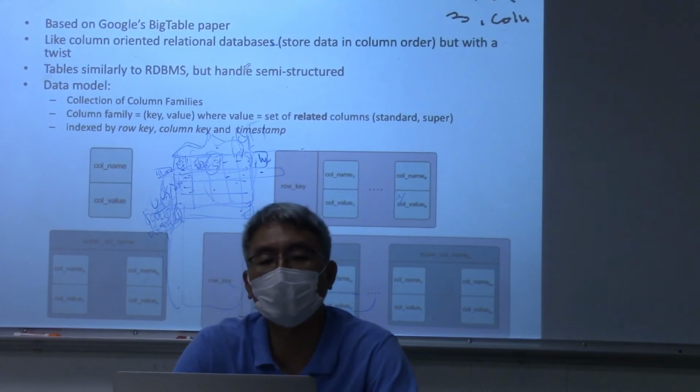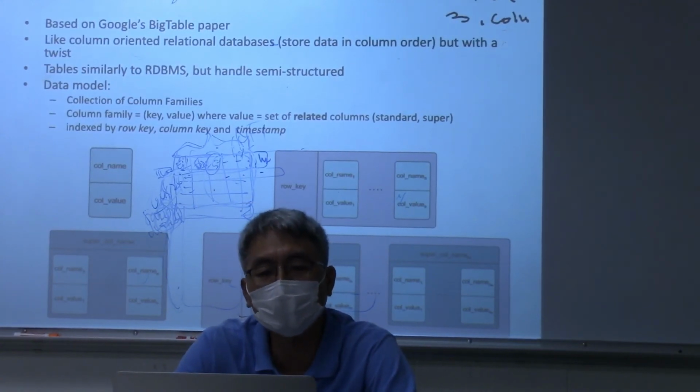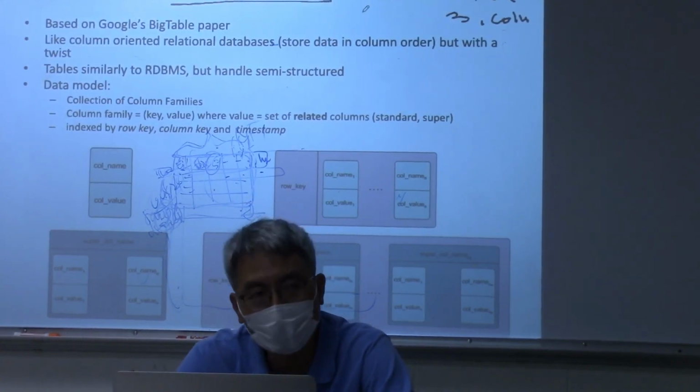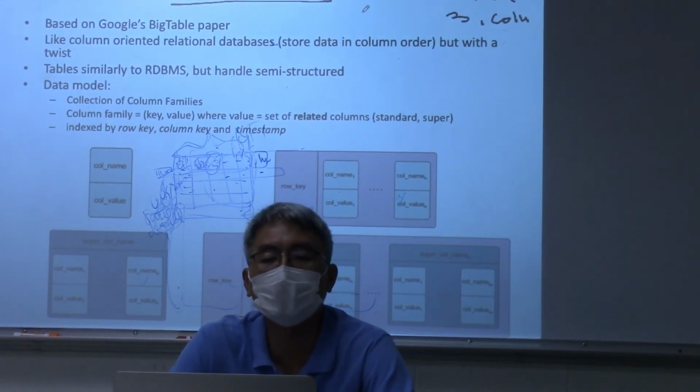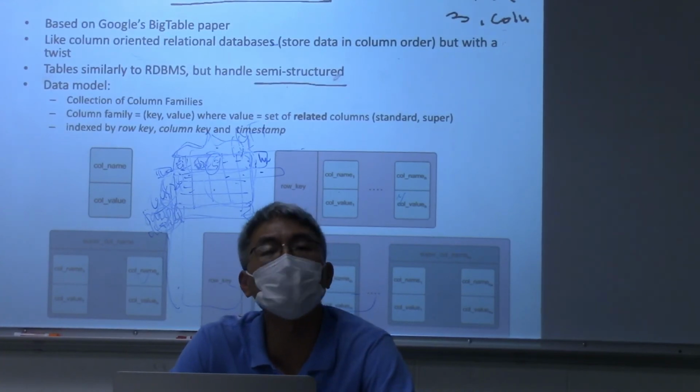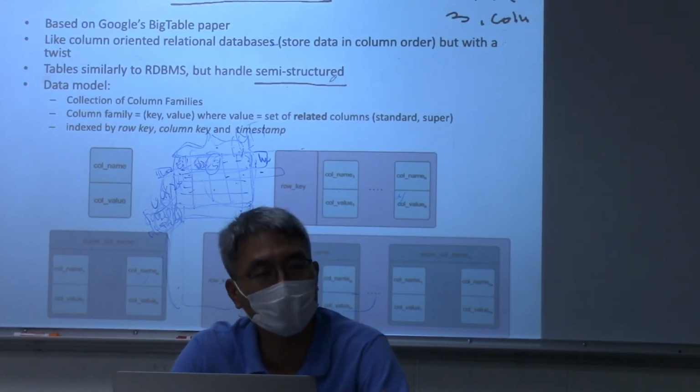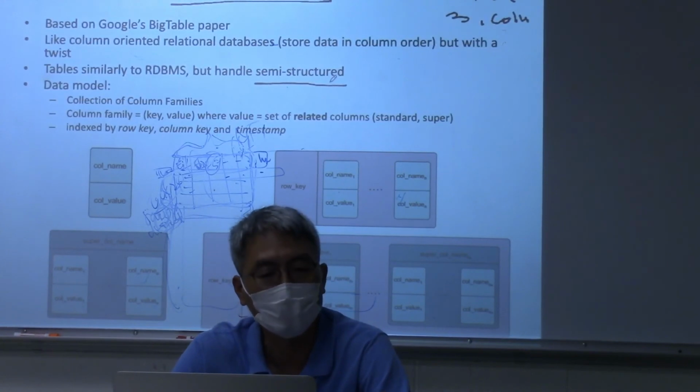So NoSQL databases support such a model, which is called column-based. Column-based means the column is very, very flexible. Sometimes it's even called semi-structured or unstructured data. So when we are talking about the unstructured data model, unstructured data means it's flexible for the column.